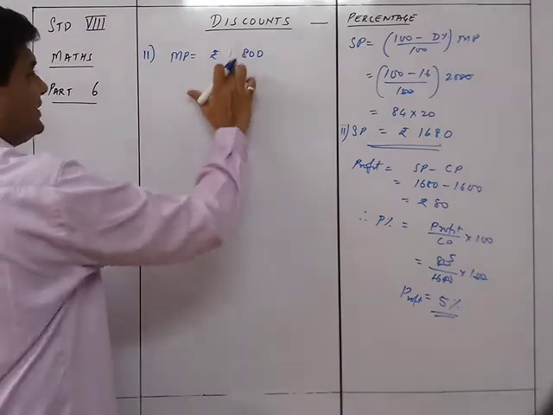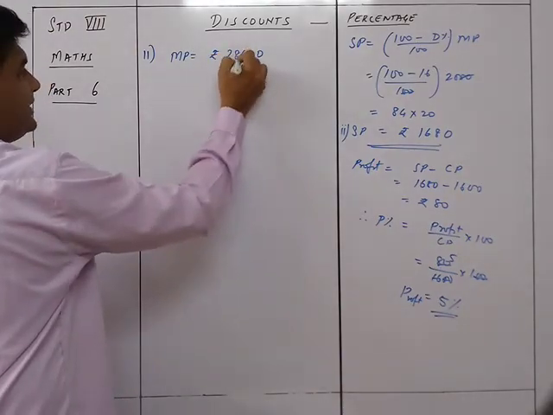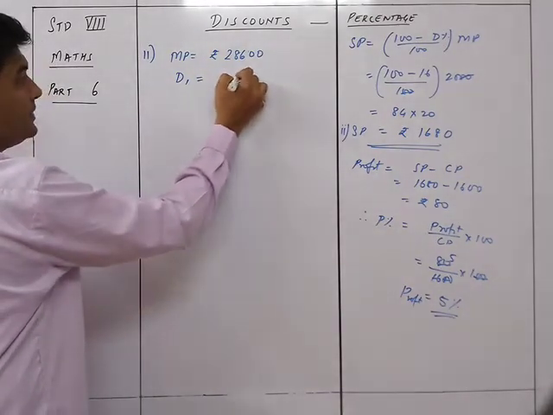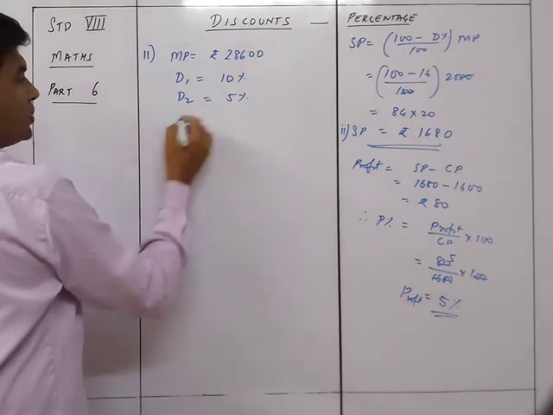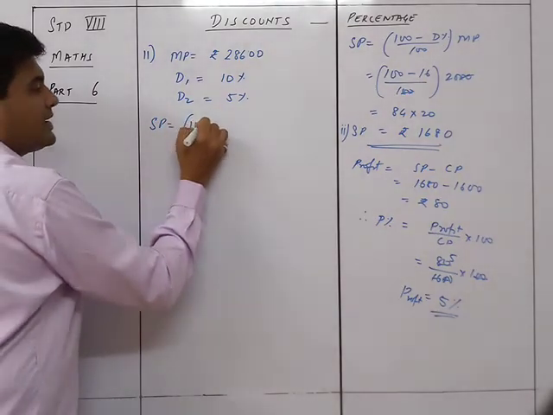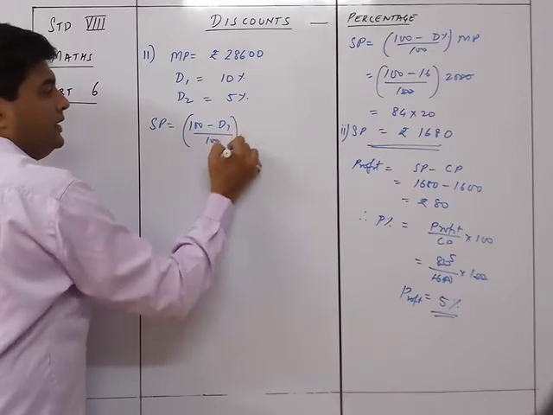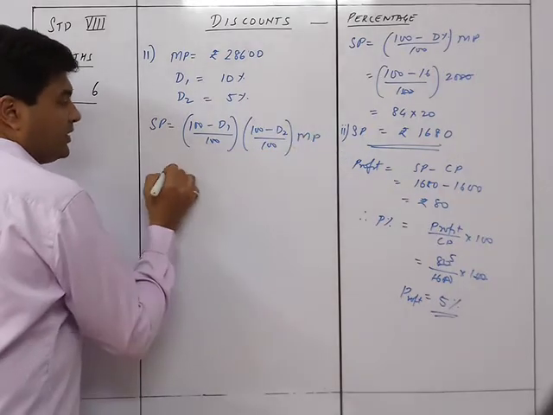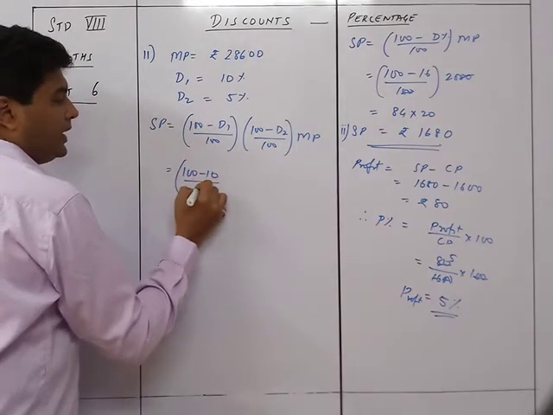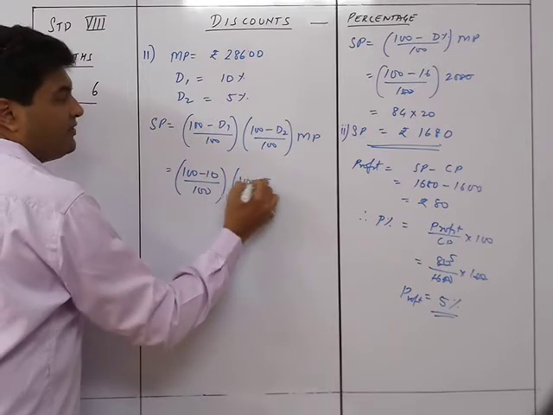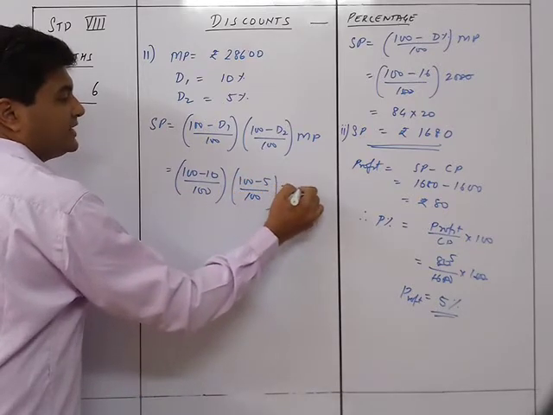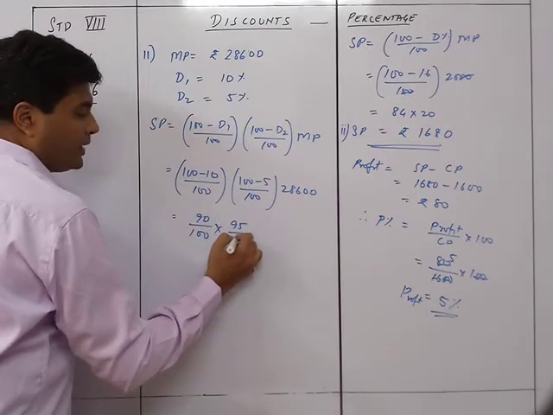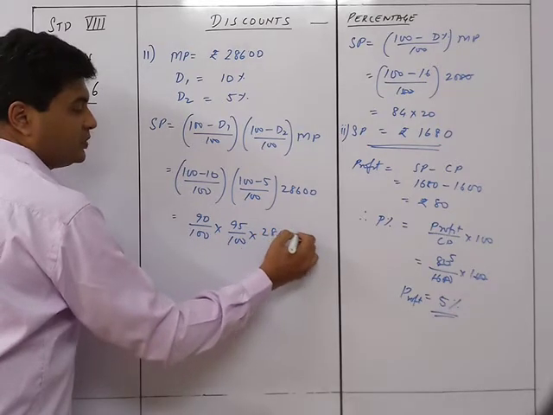D1 is given as 10% and D2 is 5%. So accordingly, SP is equal to 100 minus D1 upon 100 into 100 minus D2 upon 100 into mark price. That will be 100 minus 10 upon 100 into 100 minus 5 upon 100 into 28600. That is 90 upon 100 into 95 upon 100 into 28600.